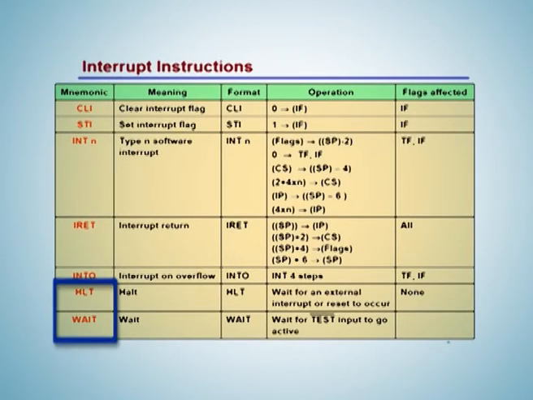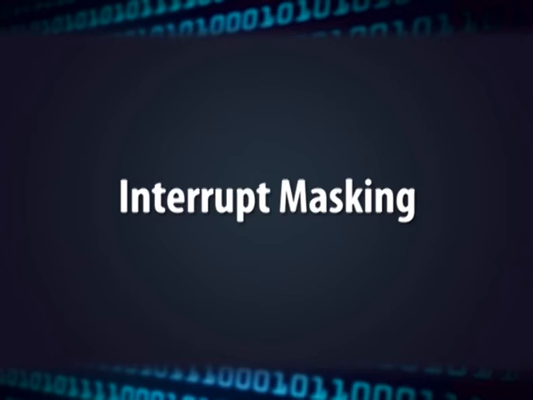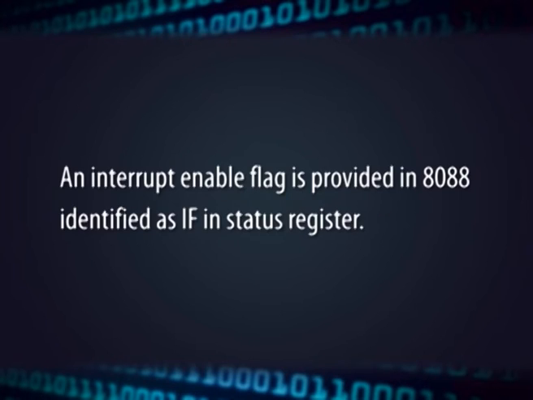Other interrupt related instructions included in 8088 are halt and wait. When the halt instruction is executed, the 8088 suspends operation and enters the idle state. It no longer executes instructions and remains idle, waiting for the occurrence of an interrupt event. The next topic is interrupt masking. An interrupt enable flag is provided in 8088, identified as IF in the status register.